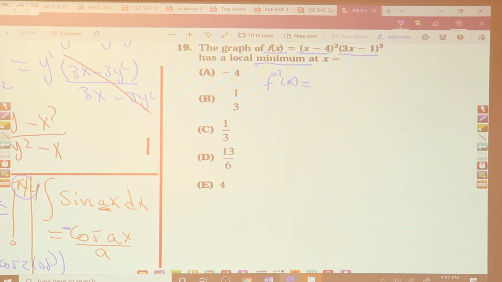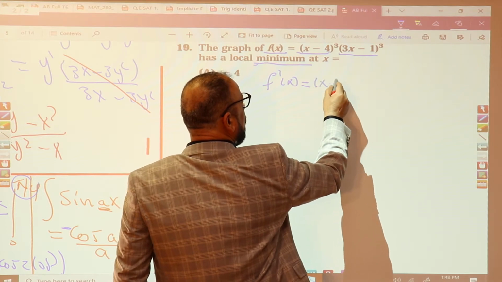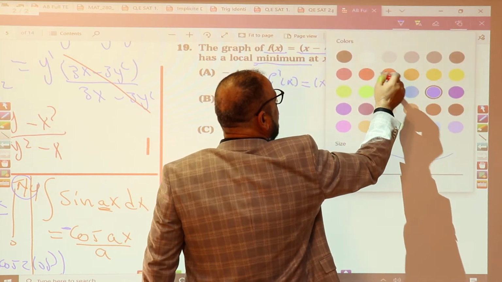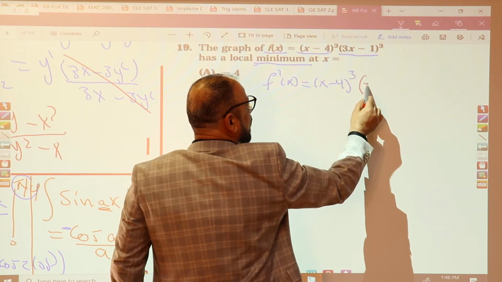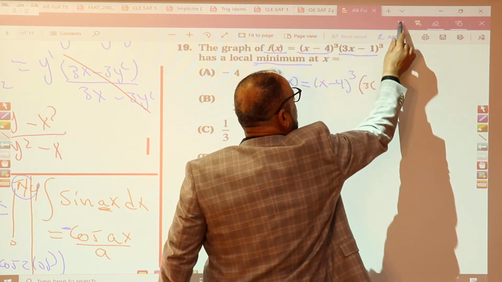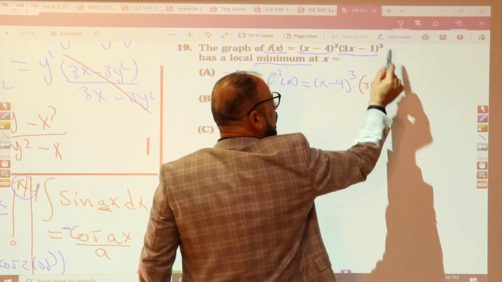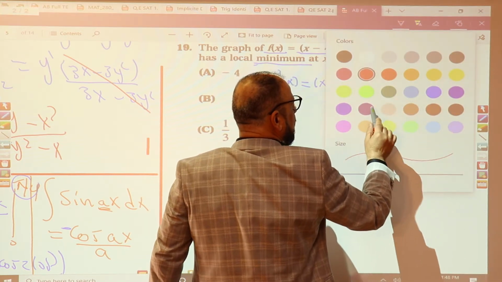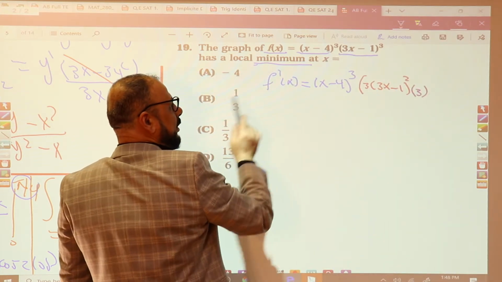You leave the first, x minus 4 cubed, and derive this guy. I showed you before how you derive it. You bring the 3 down, 3 times 3x minus 1, you drop the exponent, 3 becomes 2, and you derive the one inside, which is 3. We're done with the first one, right?